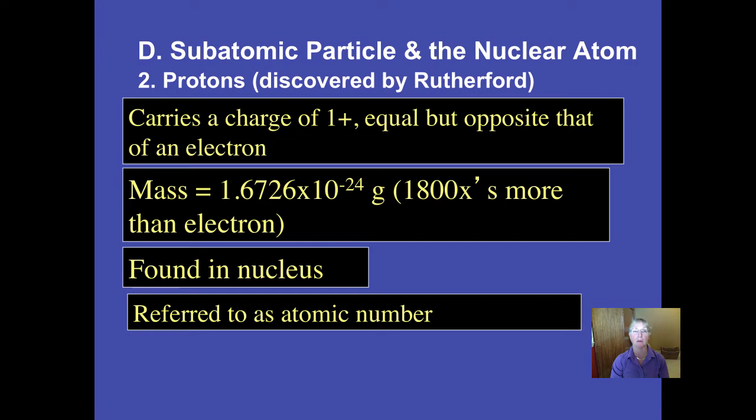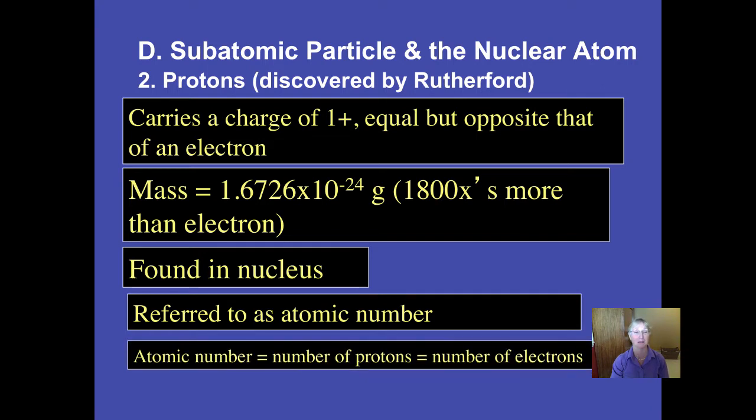You find them in the nucleus, and this part is very important. The number of protons in the nucleus is called the atomic number, and it is a fingerprint that identifies an element. If you change the number of protons in the nucleus, you've changed the identity of the element. And we can only do that in nuclear reactions, unfortunately, not in chemical reactions. So that atomic number will always stand for the number of protons.